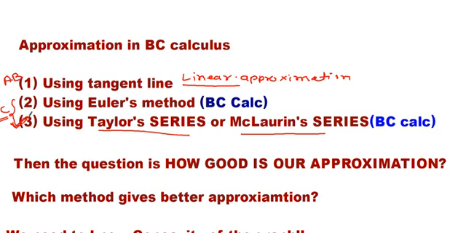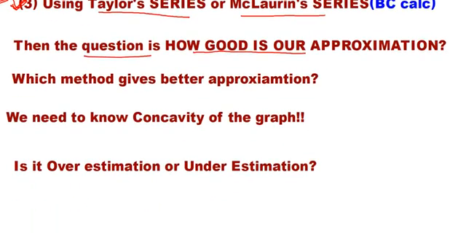So when you are approximating, always the question is how good is your approximation? Which approximation gives you a better answer? Why are we not happy with the line, why do we have to use Euler's method, why do we have to go for Taylor's or Maclaurin series? All that comes down to how good is your approximation. Can we have a better approximation method?